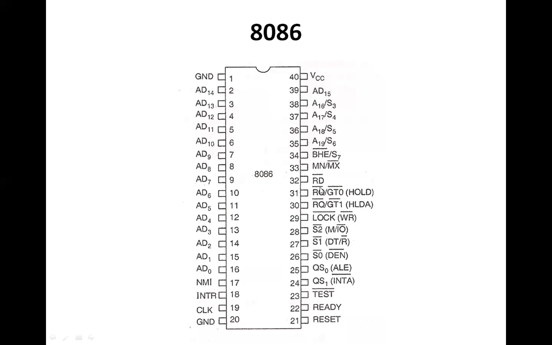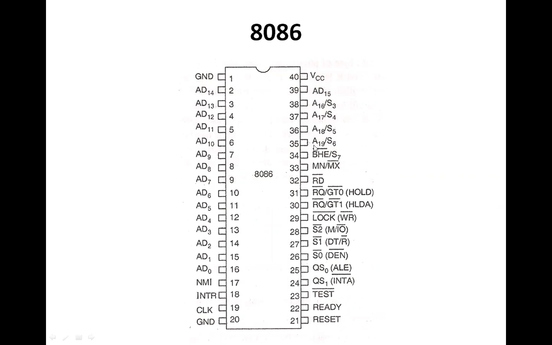Similarly, pin number 32 is meant for read. Pin number 33 is going to define whether it is working in minimum mode or in maximum mode. If it is 1, it is high, it is working in minimum mode. If it is low, it is working in maximum mode. Pin number 34 is the bus high enable signal, and it is multiplexed with S7. This is another status signal.